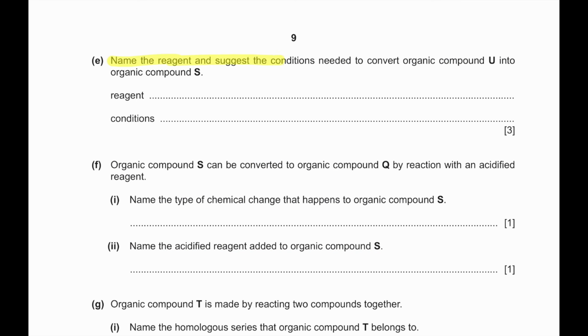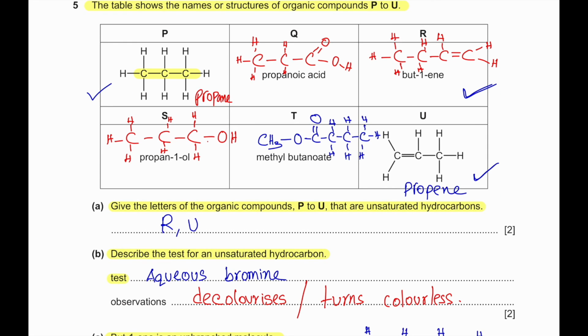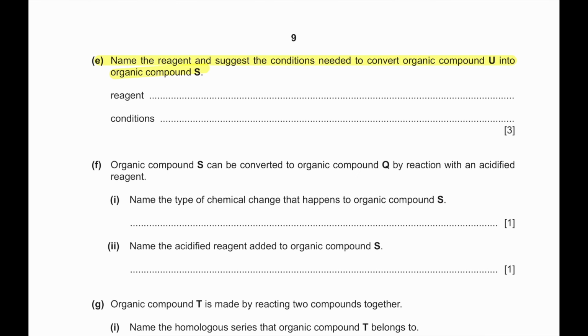Name the reagents and suggest the conditions needed to convert organic compound U into organic compound S. So organic compound U is propene, and if we want to convert it into propan-1-ol, we require steam and a catalyst. Reagent will be steam, and condition will be a catalyst. Along with that, 60 atmospheric pressure and 300 degrees Celsius will also be needed.